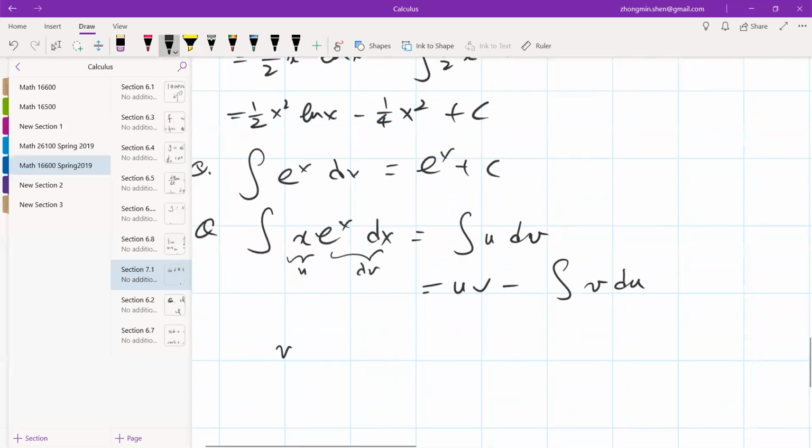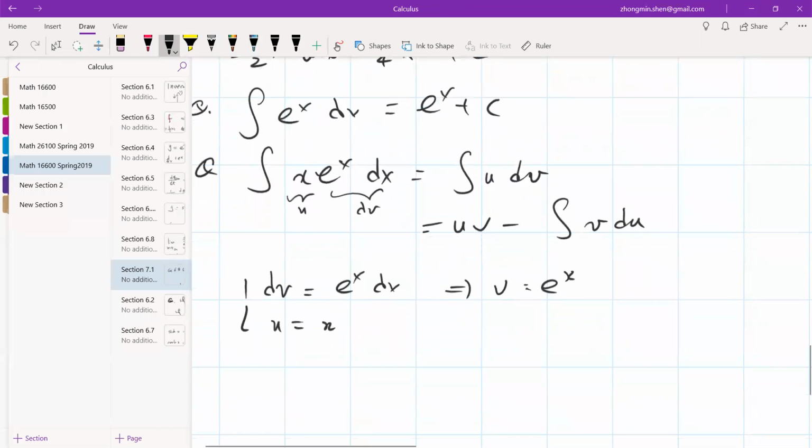So dv is e^x dx, and clearly v should be e to the x. I don't even need to think about it. That's obvious. So u is going to be x. If you make such a choice, then you can evaluate the integral. So this is a u, and that's a dv. So v is going to be e to the x.